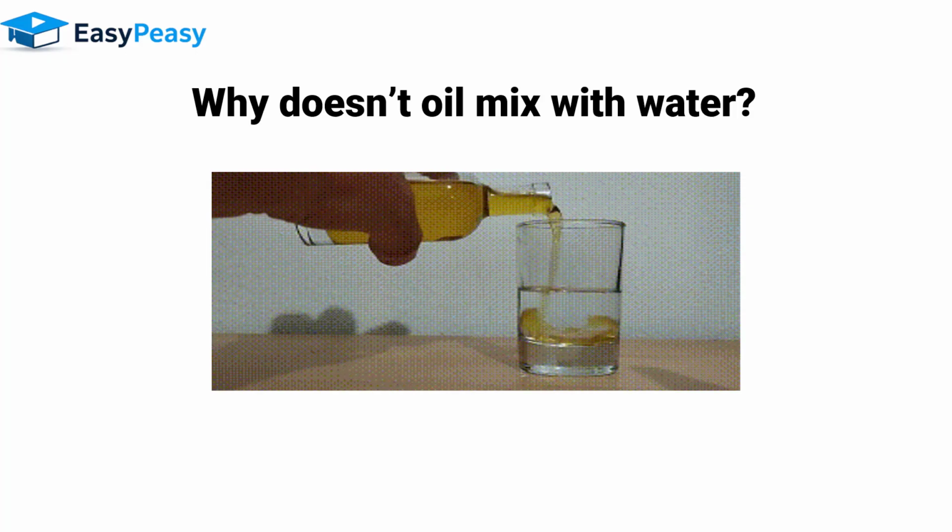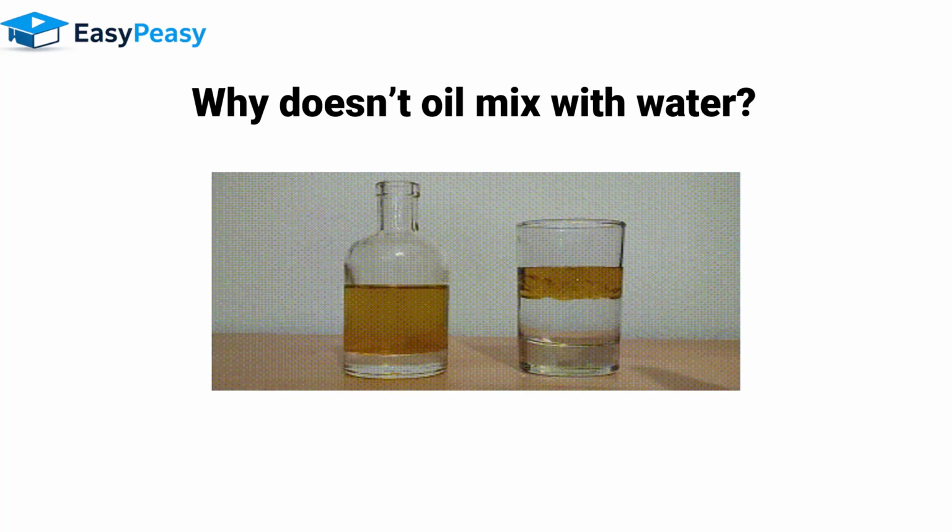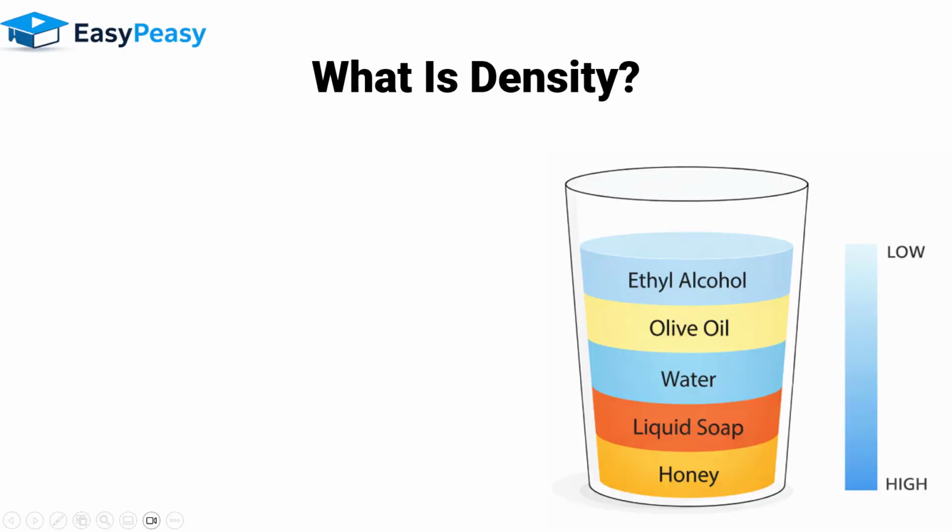Do you ever wonder why oil doesn't mix with water? Or why some liquids are heavy and settle at the bottom, and why some liquids float on the surface? Here honey is at the bottom and ethyl alcohol is floating. The reason is because honey's density is high and ethyl alcohol's density is low.